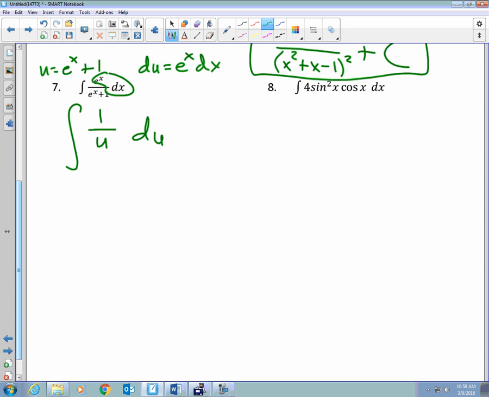And now I write 1 over u. e to the x dx is du. So I have a 1 over, and then e to the x plus 1 is u. If you took u to the negative 1 and you added 1, you get u to the 0 divided by 0, and that's not an option. It doesn't work. Natural log, thank you. Remember that the derivative of natural log is 1 over x. So the antiderivative of 1 over u is natural log of u plus a constant. So natural log of e to the x plus 1 plus a constant.